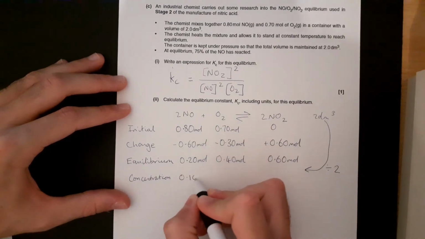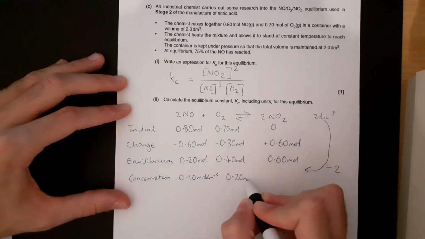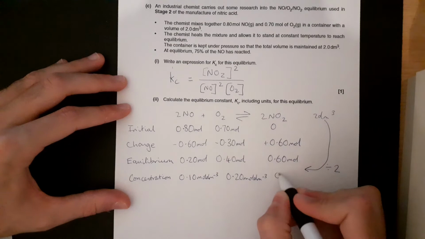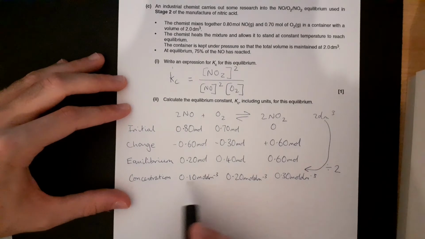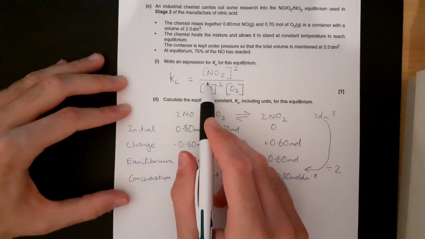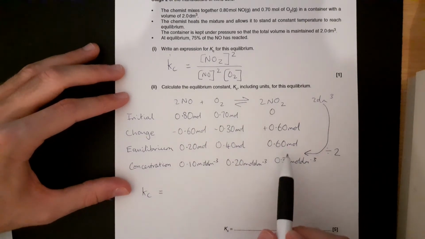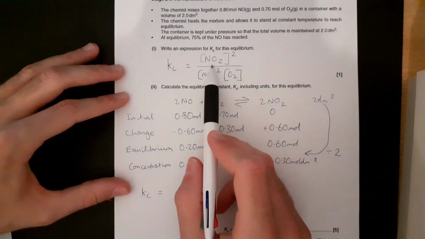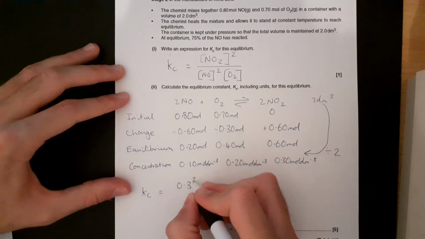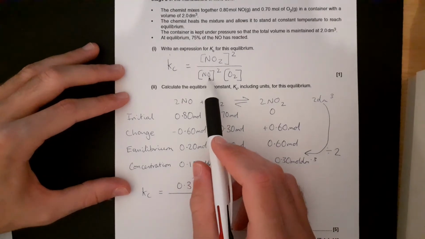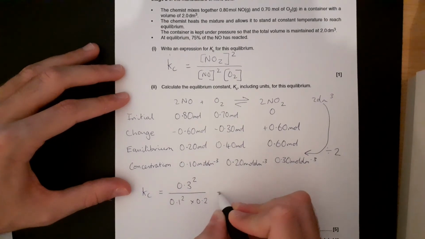So again, that with 0.1. And this is now moles per decimeter cubed. And 0.2 and 0.3. These then are the equilibrium concentrations that we can put into this expression. So therefore Kc is going to be equal to, just stop and be careful here and make sure you get the right numbers in the right places. We want the NO2 on the top, so we want 0.3, and that needs to be squared. And then we want the NO squared, so we want 0.1 squared times 0.2 on the bottom.